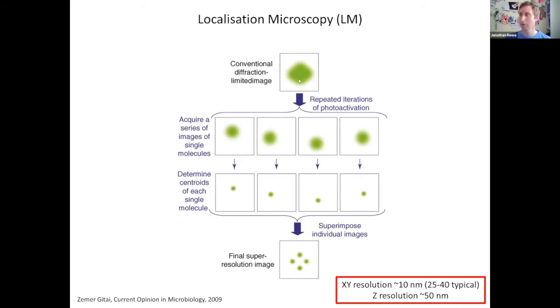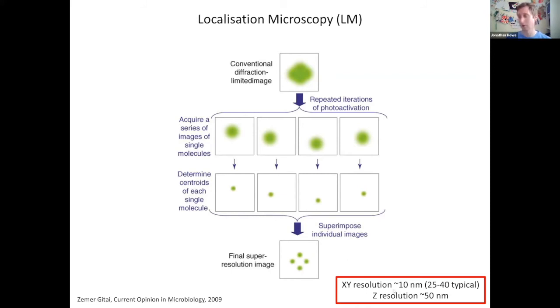So in order to get around this problem, what we do in localization microscopy is image these molecules separated in time. So we somehow contrive to have only a subset of molecules switched on in any frame of a time series which we collect. And what this enables us to do is localize the centroid position of the molecules. And then we build up a map of these centroid positions. And this is the super resolution image.